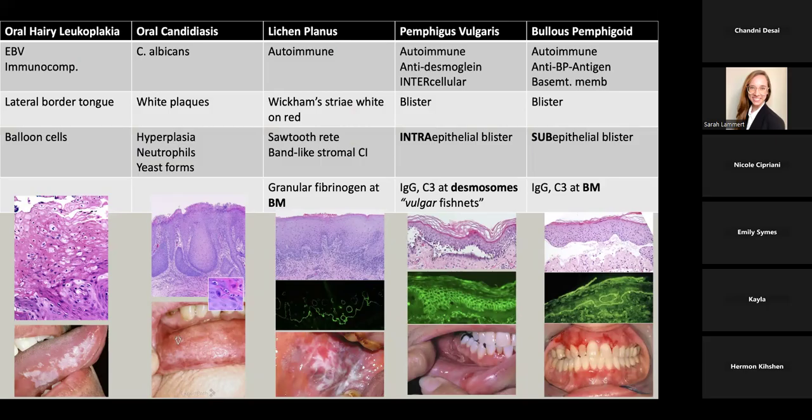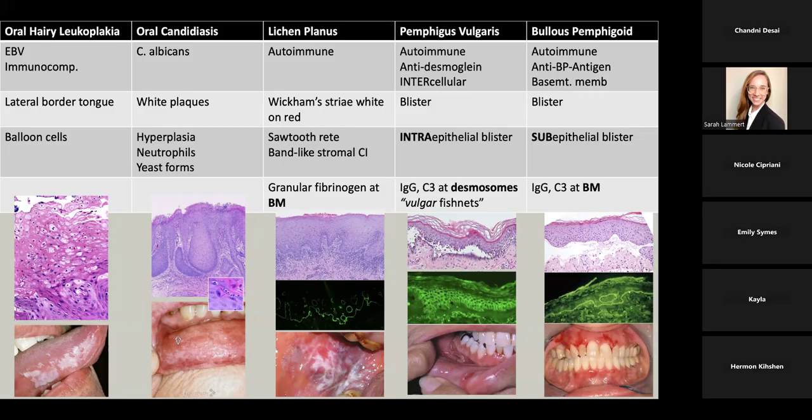The three on the right are those whose diagnosis is often aided by immunofluorescence because they are autoimmune, immunologic phenomena. Those are lichen planus, pemphigus vulgaris, and bullous pemphigoid. Depending on where the antigen is, your deposition is either at the basement membrane, so you get fibrinogen at the basement membrane in lichen planus, IgG-C3 at the basement membrane in bullous pemphigoid, and IgG-C3 in the desmosomes in pemphigus vulgaris.